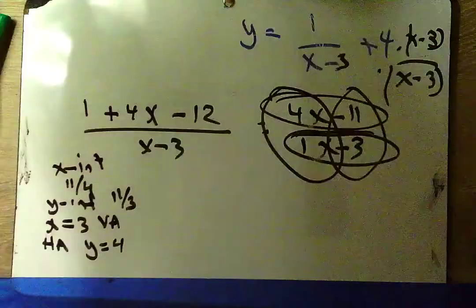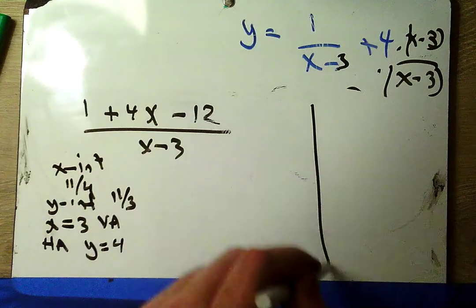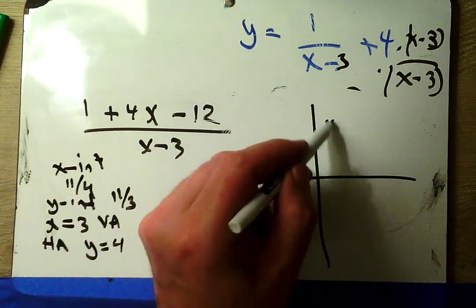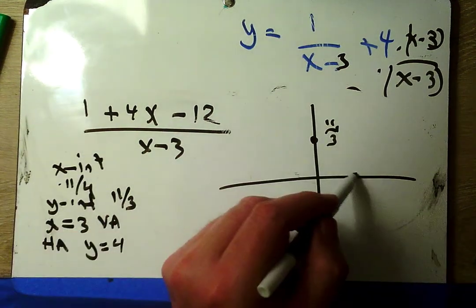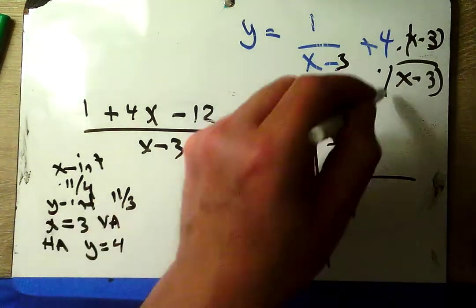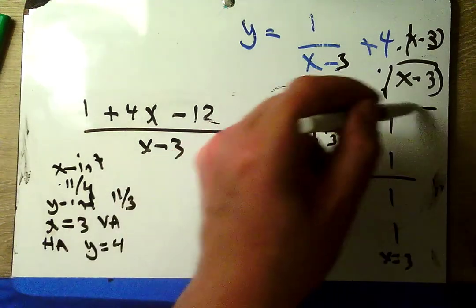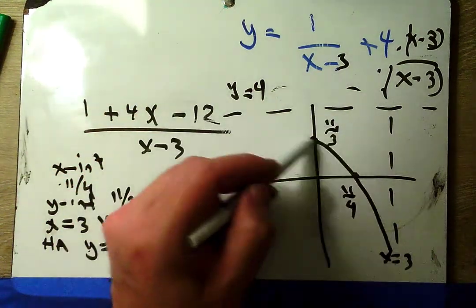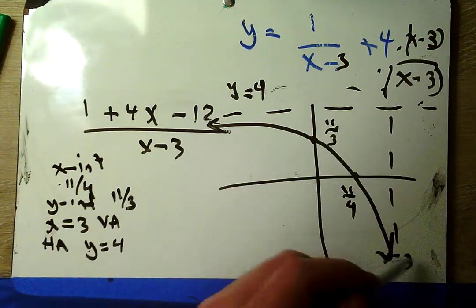Okay, so I graph, and what do I know? Well, I've got y-intercept at 11/3, and I have an x-intercept at 11/4. I've got a vertical asymptote at 3, and I have a horizontal asymptote at 4. I connect my dots. I need a test point over here on the other side of 3.